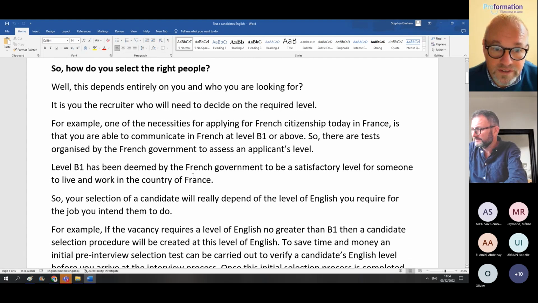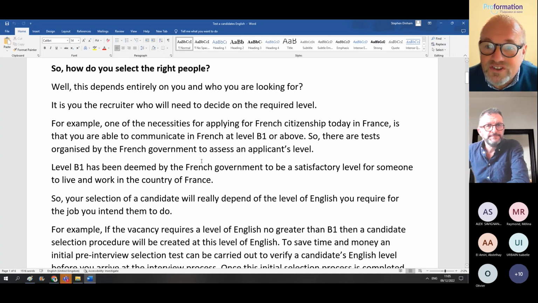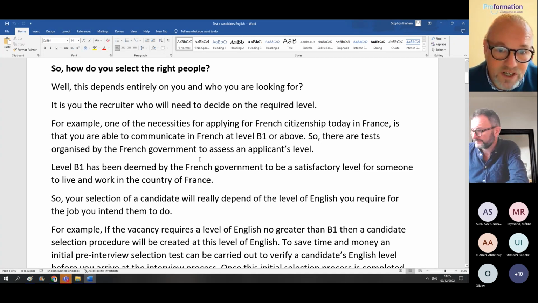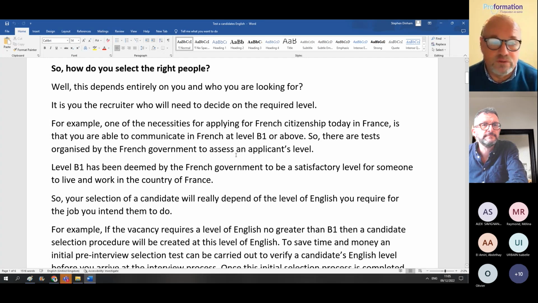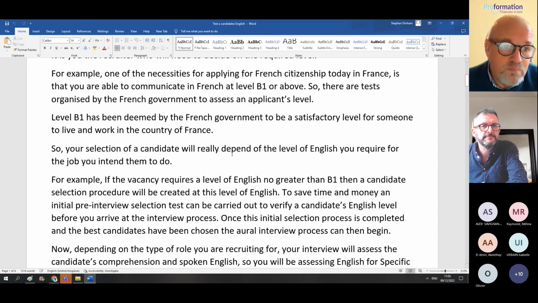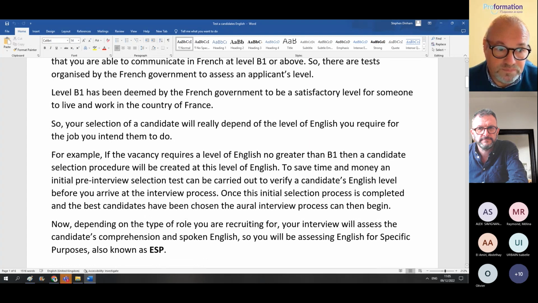For example, one of the necessities for applying for French citizenship today in France is that you are able to communicate in French at level B1 or above. So there are tests organized by the French government to assess an applicant's level. Level B1 has been deemed by the French government to be a satisfactory level for someone to live and work in the country. So your selection of a candidate will really depend on the level of English you require for the job you intend them to do.